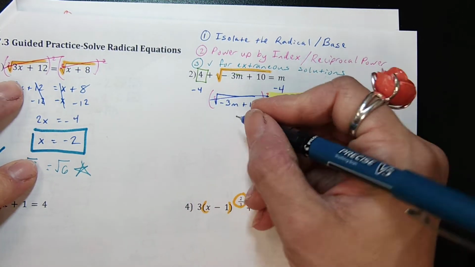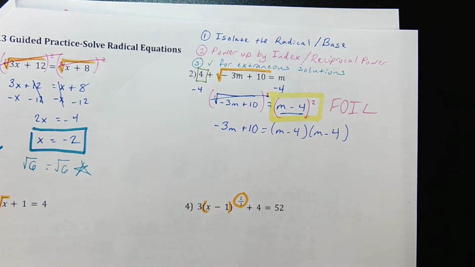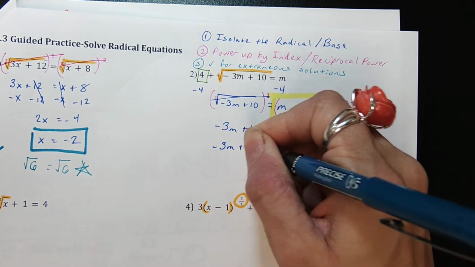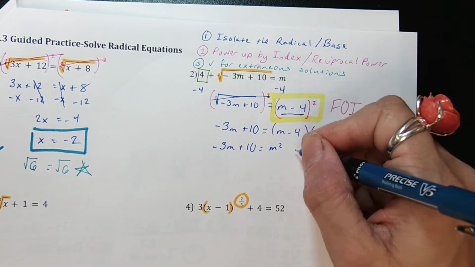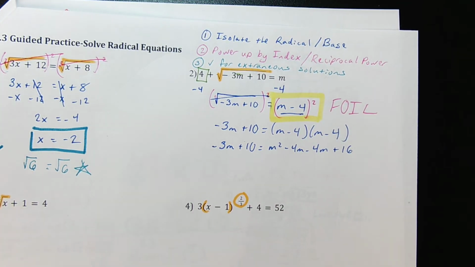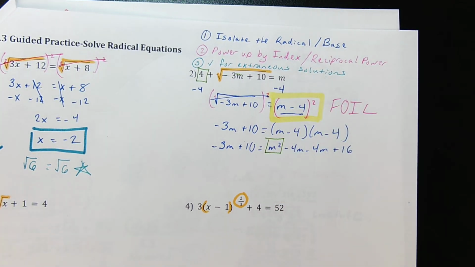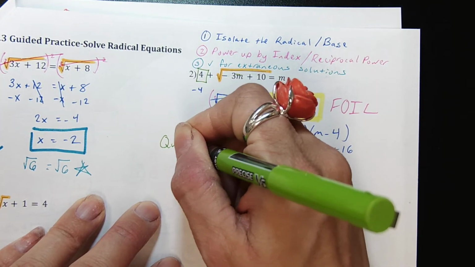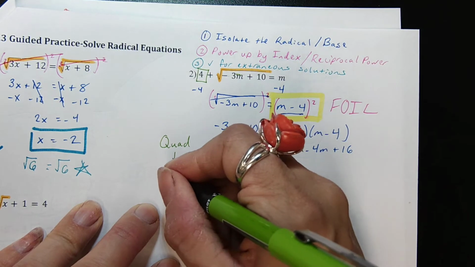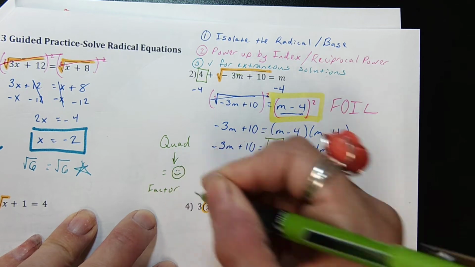On the left side, our radical goes away. So -3m plus 10. Now let's actually carry out our FOILing. We get m squared minus 4m minus another 4m, and then plus 16. Now, at this point, what should be on your radar is we've got a quadratic term on the right side, and how we solve quadratics is we're going to have to factor it and set it equal to 0. So when you see a quadratic term, we want to set it equal to 0 so that we can use the zero product property and factor to solve.